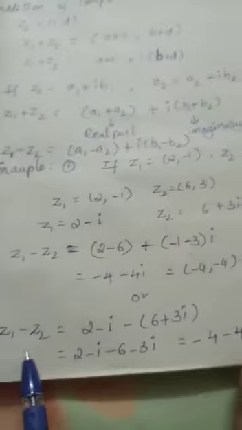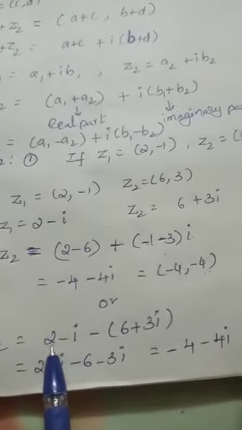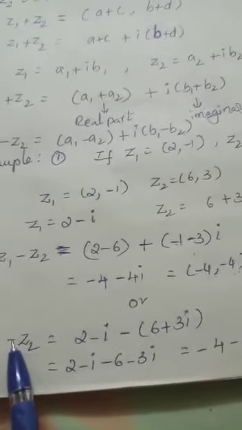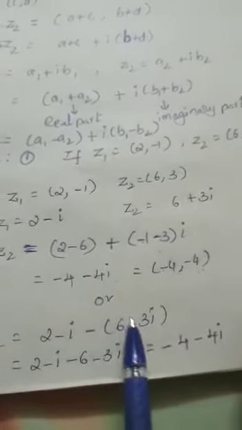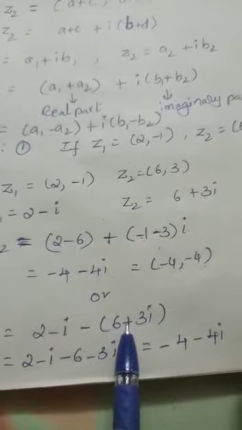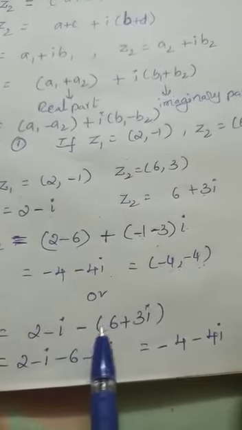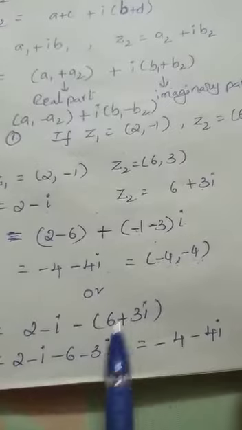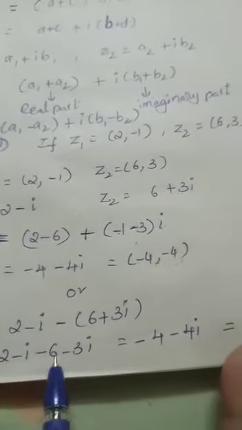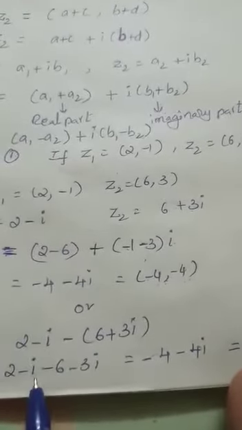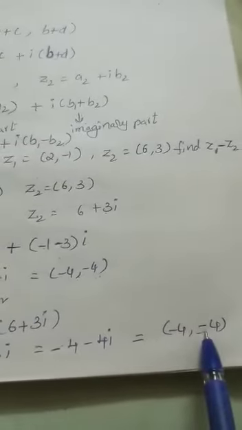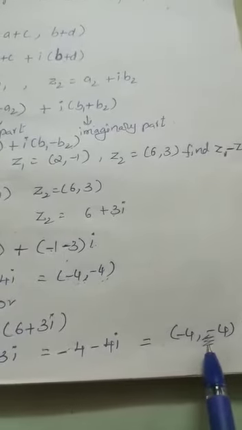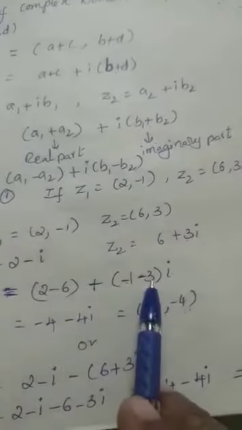Like this also we can solve. Z1 minus Z2 is equal to Z1 is 2 minus i and minus taken as it is. In brackets what is Z2? 6 plus 3i. Like this also we can solve. So 2 minus i, minus into plus minus 6, minus into plus minus 3i. So that 2 minus 6 is minus 4 and minus i minus 3i is minus 4i. Then also you will get minus 4, minus 4 as the answer. Okay. Like this also you can solve. By using formula also you can solve.